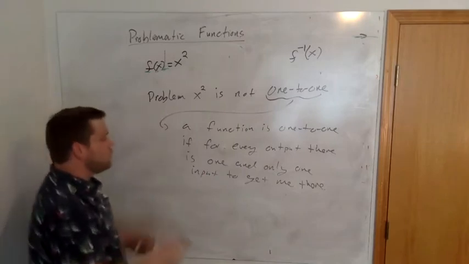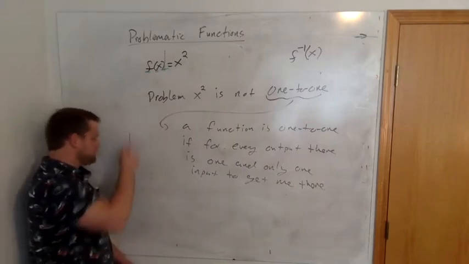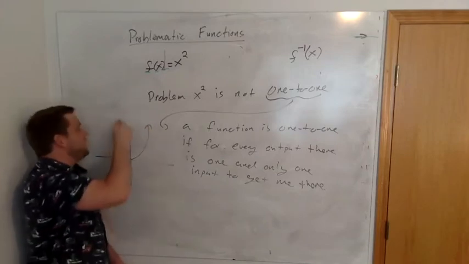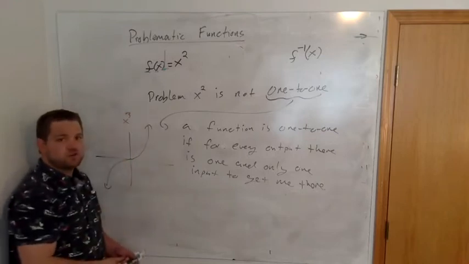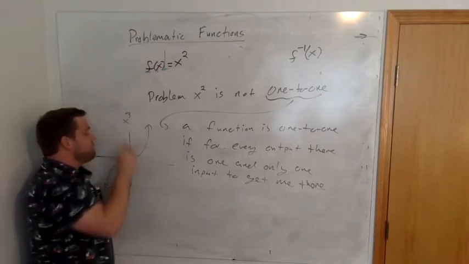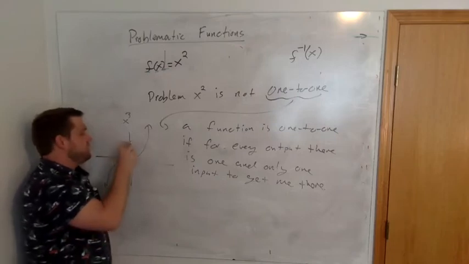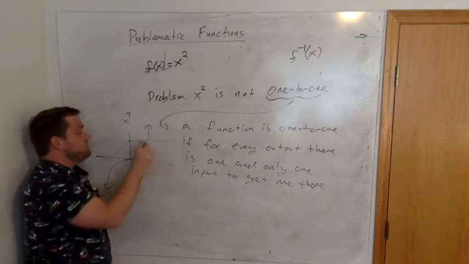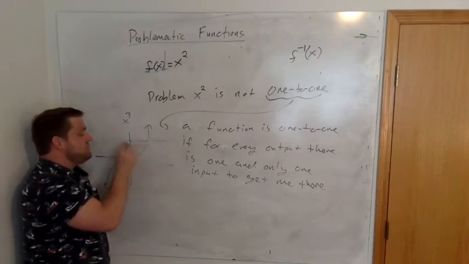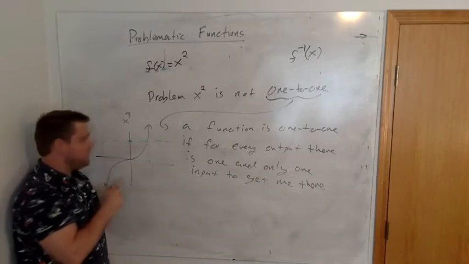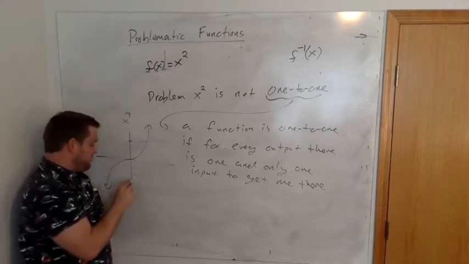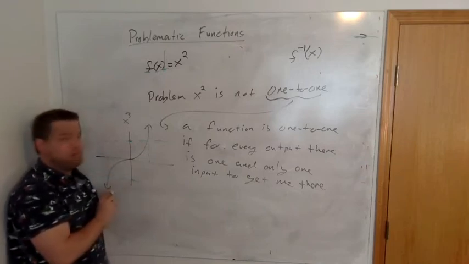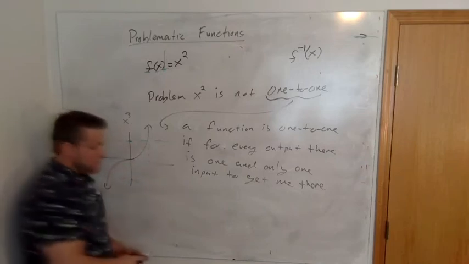So, for example, what's a great one-to-one function? X cubed is a great one-to-one function. Why? Because for every output, pick an output here. Okay, what input got me there? Notice there was only one possible input to get me to that output. Pick any output, and there is only one input that could have got me to that output. So this function x cubed is one-to-one.